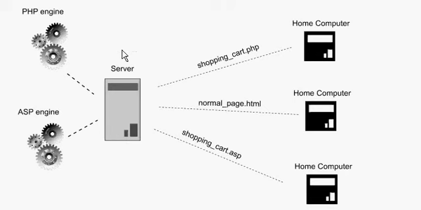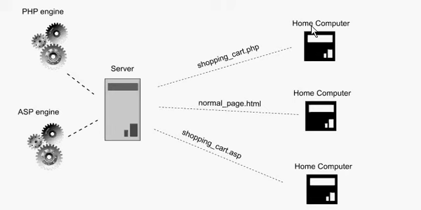Now the web server is smart enough to know that since the page you requested has a .php extension instead of a .html or a .asp, it knows that this is a PHP page and it should be sent to the PHP engine for processing. So the server says, okay, take the shoppingcart.php, process the code in your engine, and waits for the PHP engine to finish processing it and send back the results to the server, and then the server just sends the response back to the home computer.